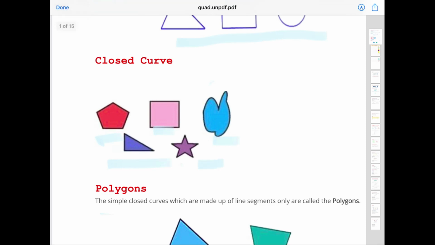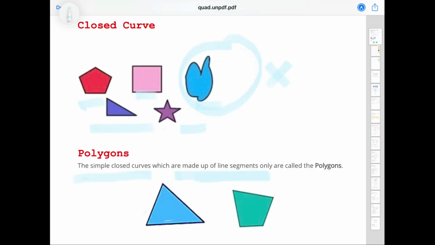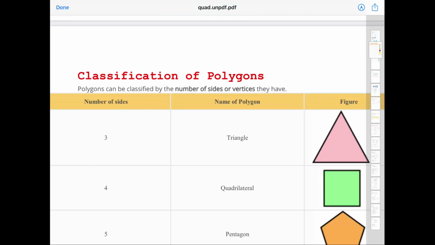Now the next topic is polygons. The closed curves which are made up of line segments only are called polygons. This is not an example of a polygon. Now let's see the classification of polygons.